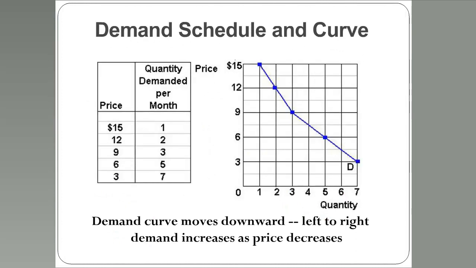As we see on this demand graph, there is an inverse relationship between price and quantity demanded. If the price goes up, the quantity demanded goes down. If the price falls, quantity demanded increases. This illustrates the law of demand. On the graph, an inverse relationship is shown by a downward slope from left to right.